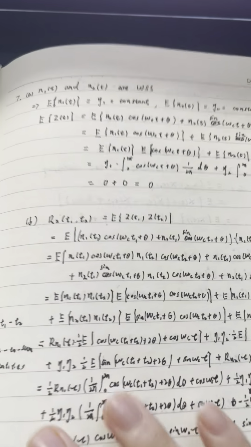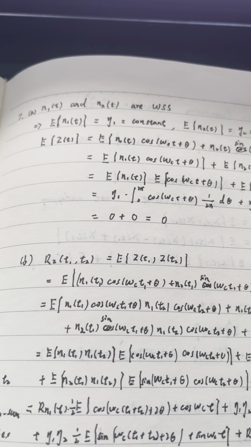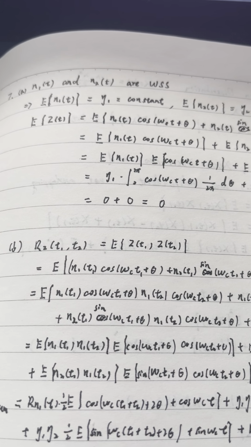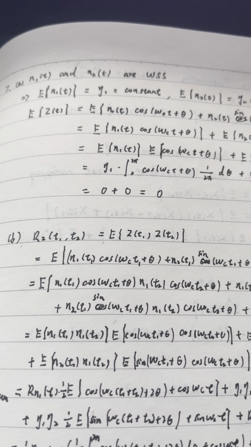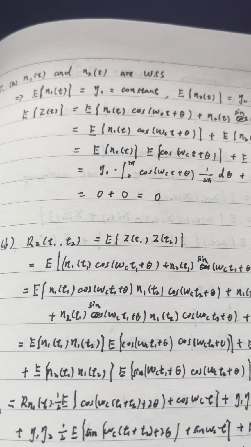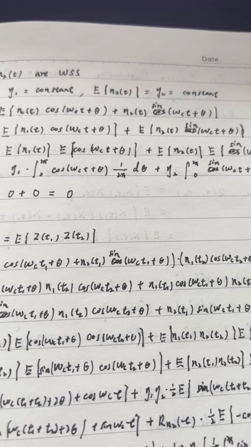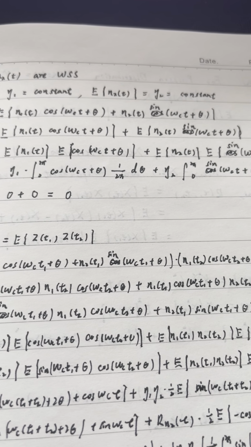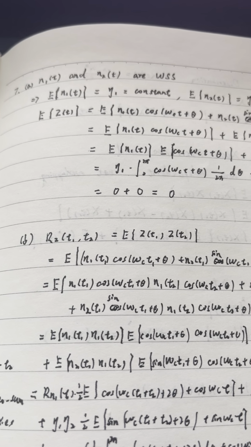I'm gonna do question 7 of homework 7, so let's begin. For subproblem A, it asks us to find the expectation of Z(t). We know that N1(t) and N2(t) are both WSS, so based on the properties of WSS, the expectation of N1(t) equals a constant, eta1, and the expectation of N2(t) also equals a constant, which we set to eta2. Then we can calculate the expectation of Z(t).